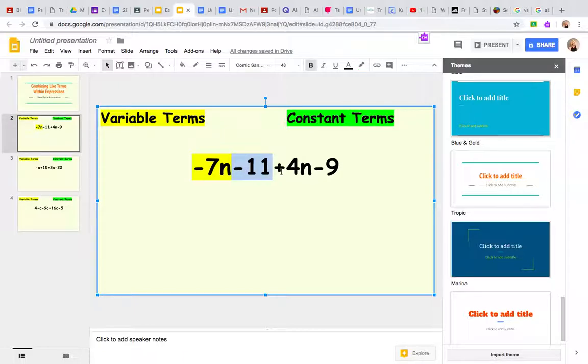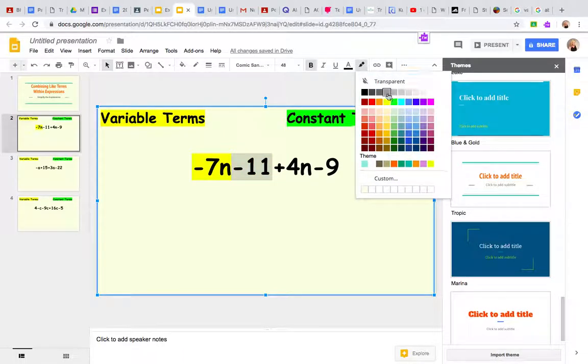Moving on, I've got minus 11. And then after that, I have a plus sign, so I know that these symbols are telling me that this is another term. It does not have a variable, so I know that it is a constant term. I'm going to highlight that green.